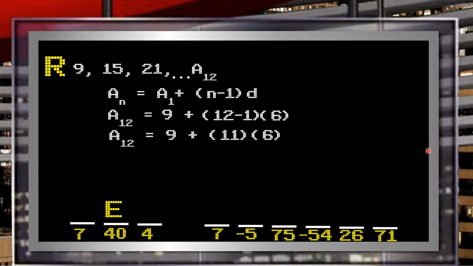Therefore, we have a sub 12 equals 9 plus 12 minus 1 is 11 times 6. And 11 times 6 is 66 plus 9. So, ang a sub 12 natin ay 75. So, we will put letter R here sa tapat ng 75.